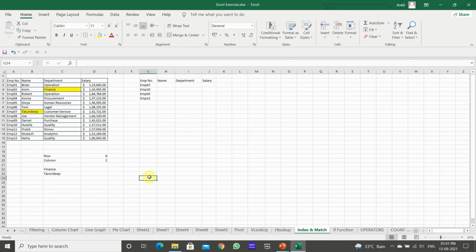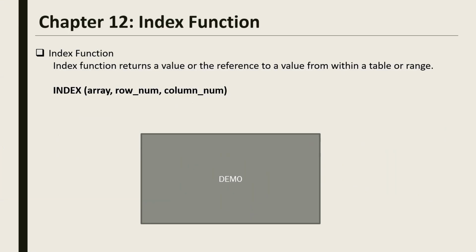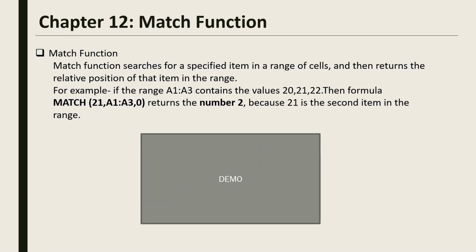Now let's move on to our next function, the match function. The match function returns the position of the value where it is residing. For example, take a range A1 to A3 which has the values 20, 21, 22, and we input into match the lookup value 21, the given array A1 to A3, and the exact match 0. So it will return the number 2, because the number 21 is in the second position in the range. Let's do the exercise, it will be much clearer.